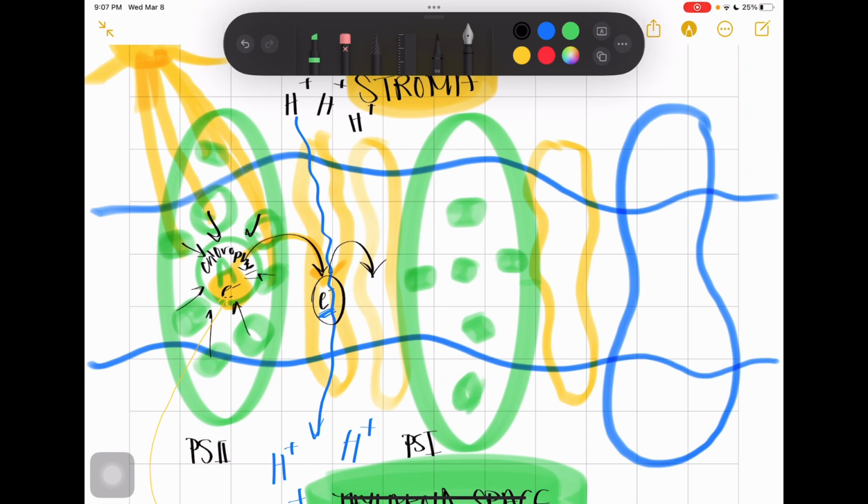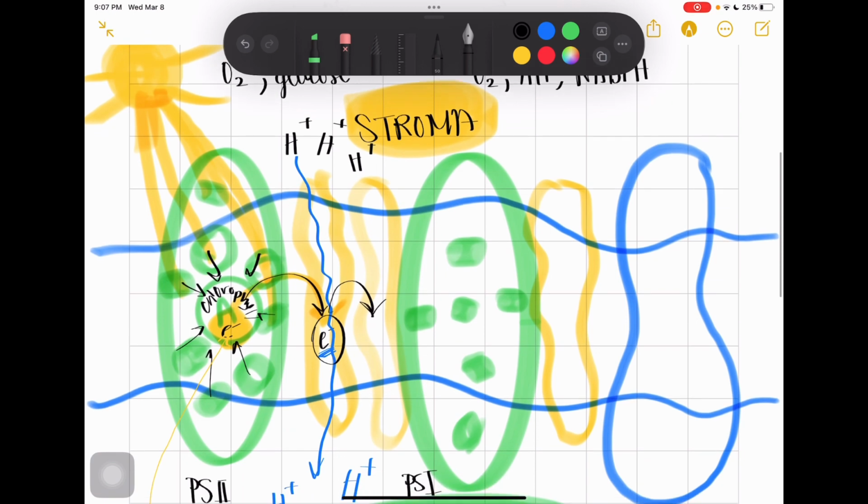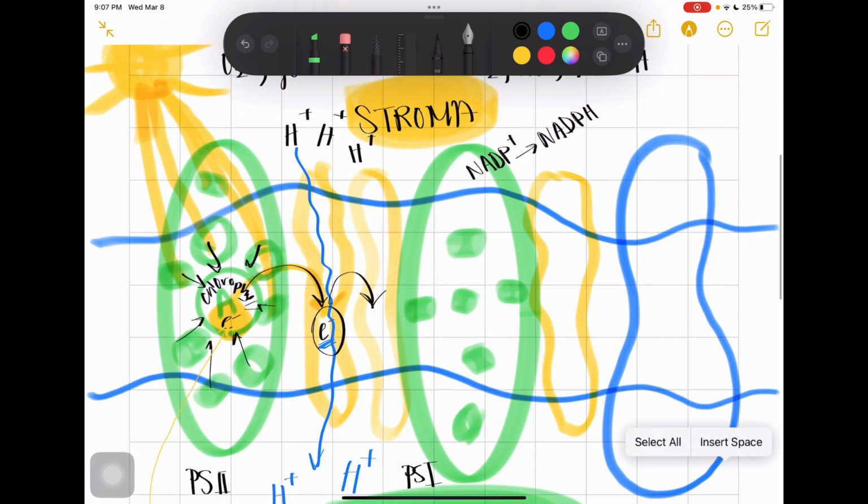And the job of photosystem 1 is basically to reduce the electron. It's to reduce NADP+ into NADPH. So that is what's happening in photosystem 2. It's a reduction of NADP to NADPH.